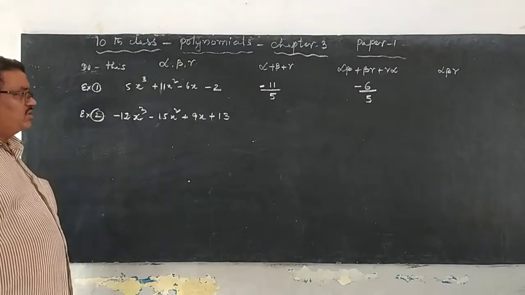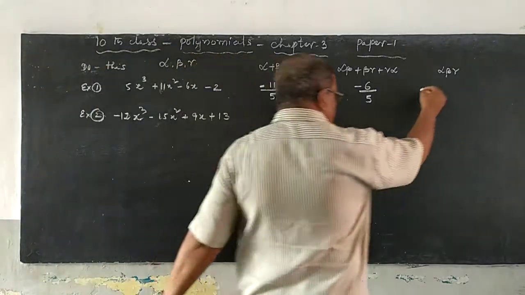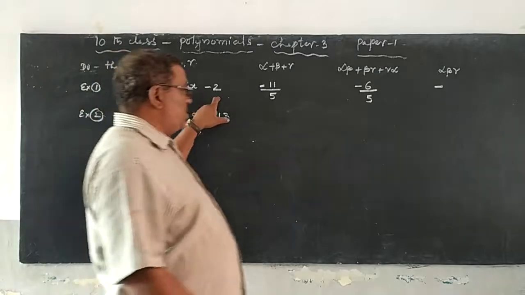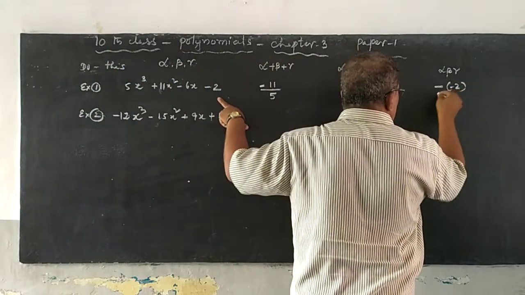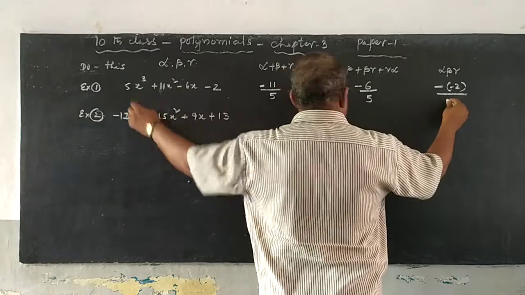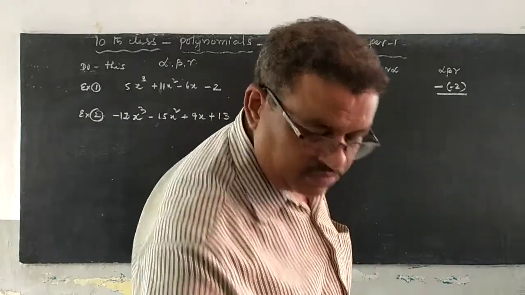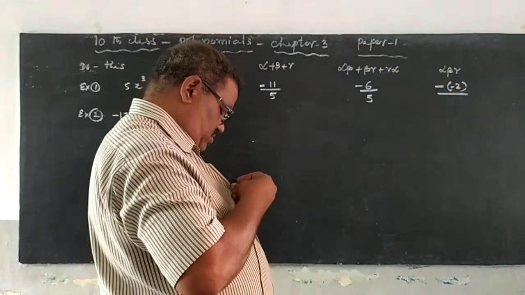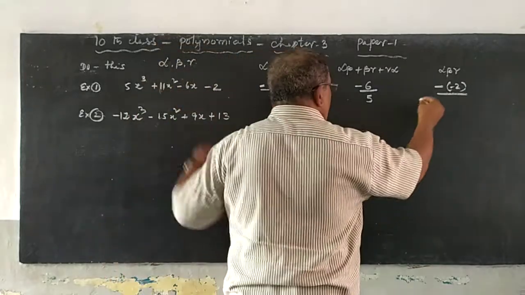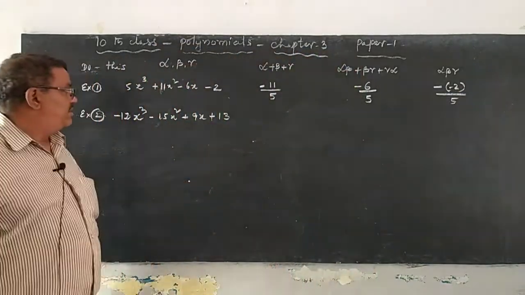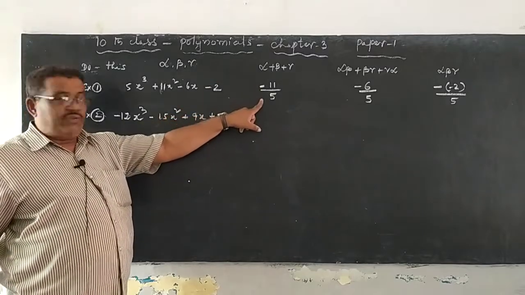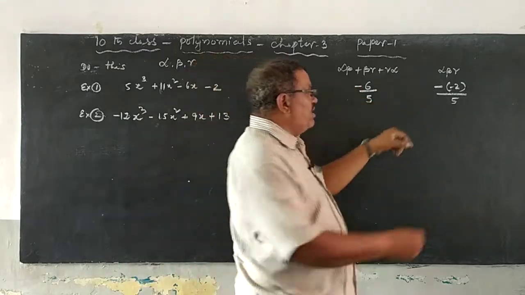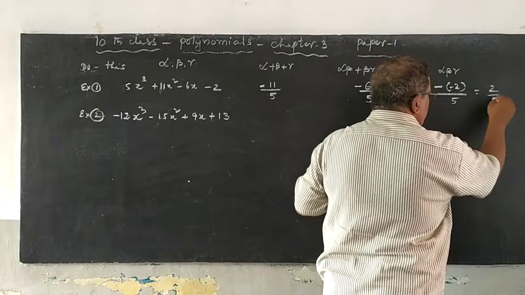Last one, product of zeros, formula is minus d by a. Here d value is how much? D value is minus 2, so minus of minus 2 by the coefficient of x cube, that is 5. So once again, sum of zeros is minus 11 by 5. Sum of product of zeros taken two at a time is minus 6 by 5. And this value is minus into minus plus, that is 2 by 5.